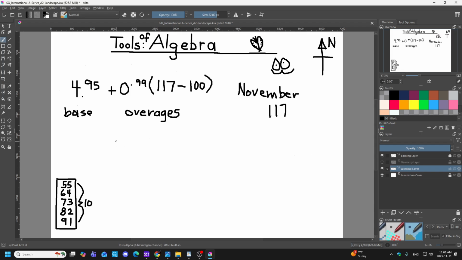All right, so we will let's just work it out quickly. So 4.95 plus, so it's going to be 0.99 multiplied by 17.